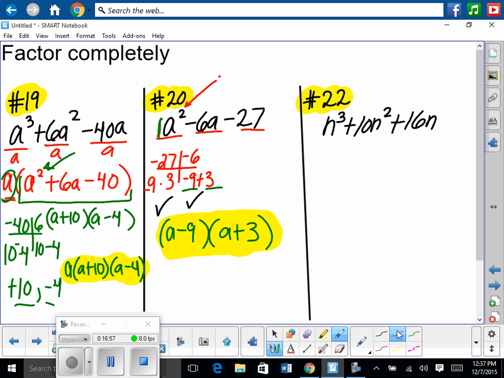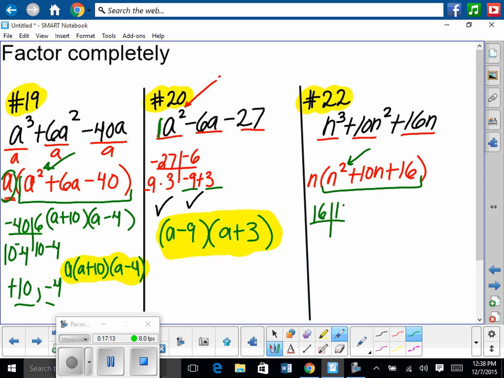Now look, in this one, in number 22, is there something in common in all three terms we can factor out? And there is. We pull out an n. So left is n squared plus 10n plus 16. Now you're going to look inside your parentheses. Can that factor further? Well, it's quadratic, so we'll try it. Well, multiplies to be 16 and adds up to be 10. 8 times 2. 8 plus 2. So our factors are positive 8 and positive 2.